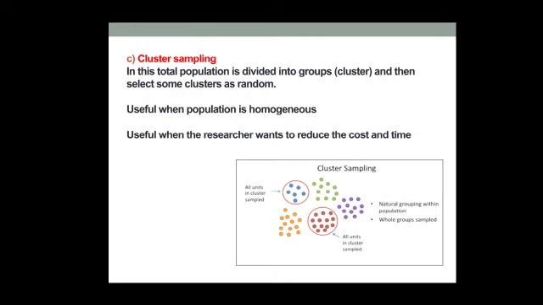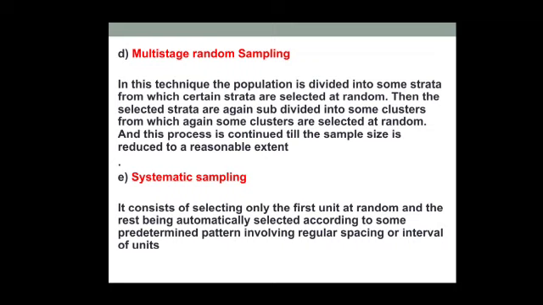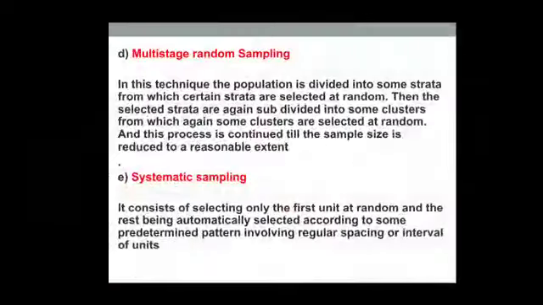Okay. Then multi-stage random sampling. In multi-stage random sampling, as in stratified random sampling, the entire population is divided into groups. Then again, the groups are divided into subgroups, and this process will be continued until the sample size is reduced reasonably.